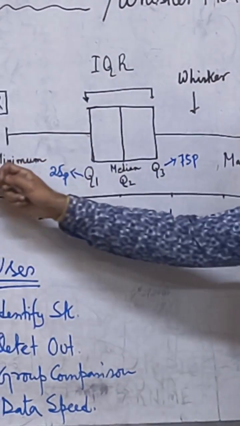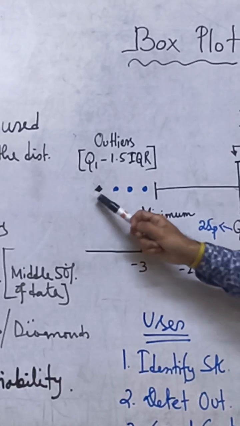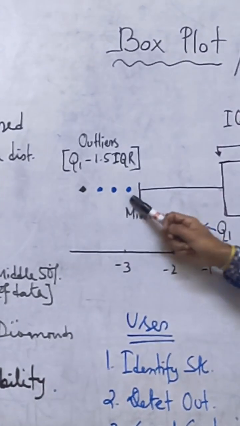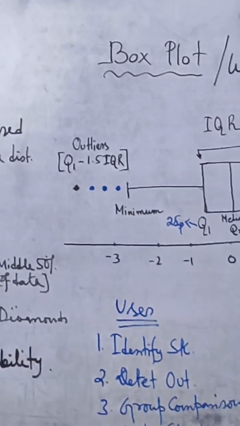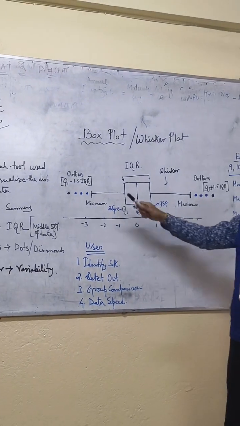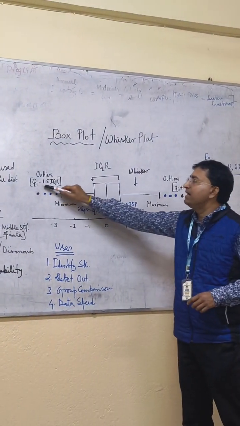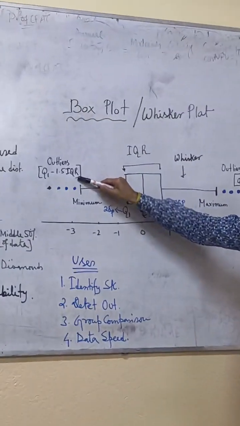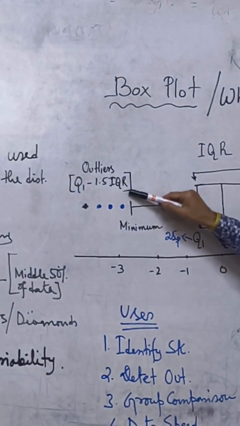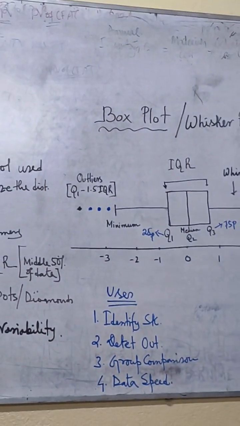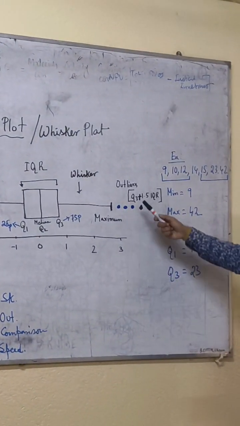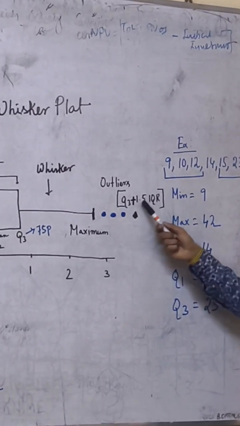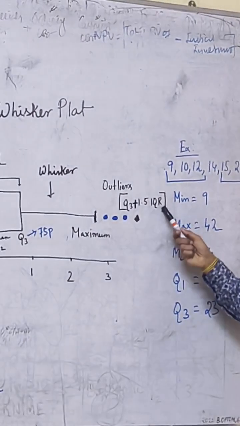And whatever dots or diamonds we are using, all these are outliers. We can measure the outlier on the minimum side as Q1 minus 1.5 times IQR. IQR full form is interquartile range. In case of the maximum side, we measure Q3 plus 1.5 IQR.